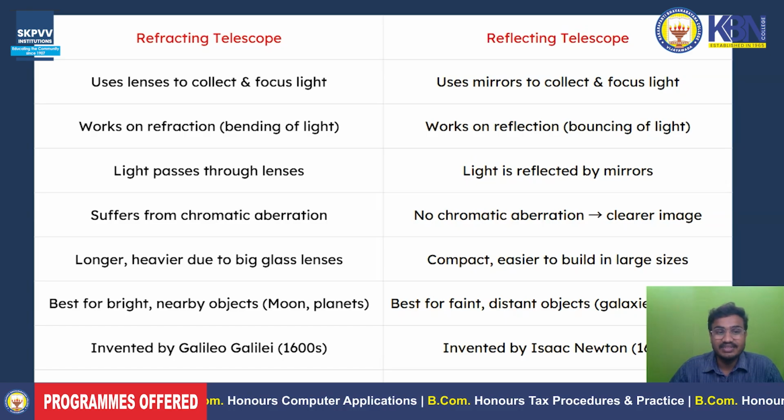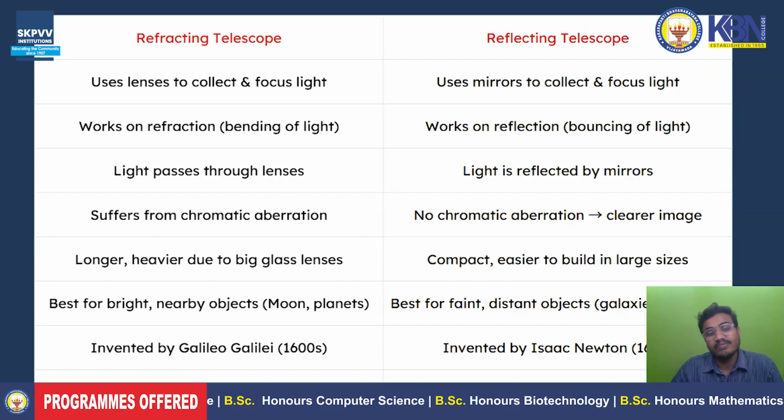Okay. A refracting telescope suffers chromatic aberration, whereas this reflecting telescope doesn't have much chromatic aberration. It will have a clear image. Why? Because the light is not passing through any material. It is just reflecting light from one mirror to the other mirror. Okay. Refracting telescopes form images of bright and nearby objects, but reflecting telescopes are best for faint and distant objects.